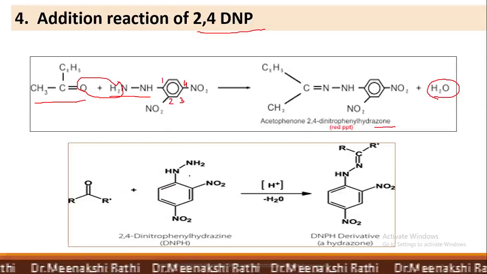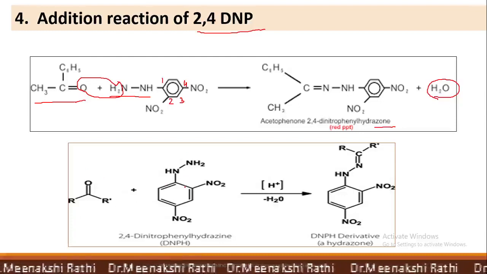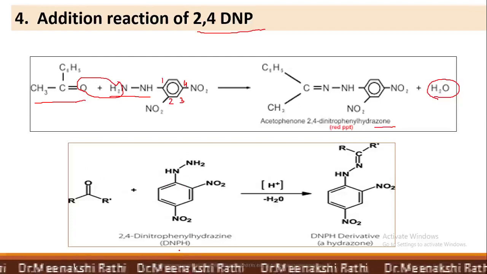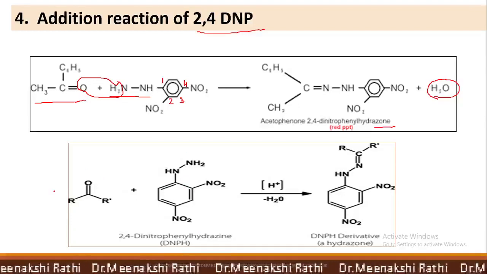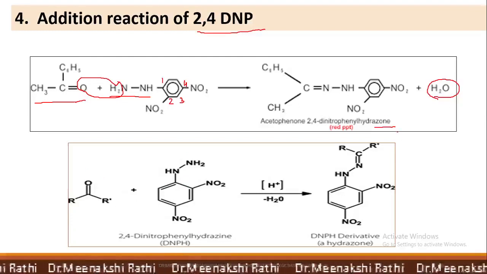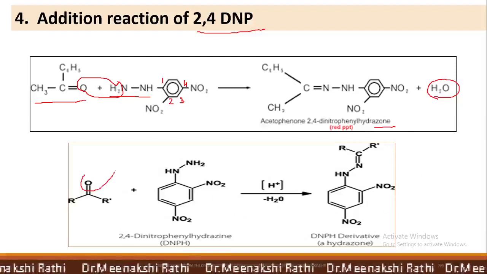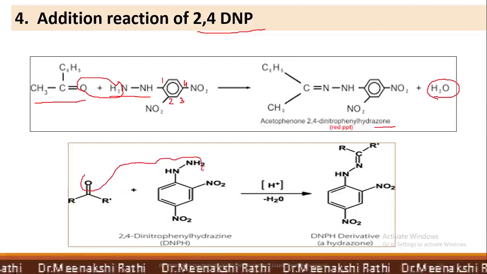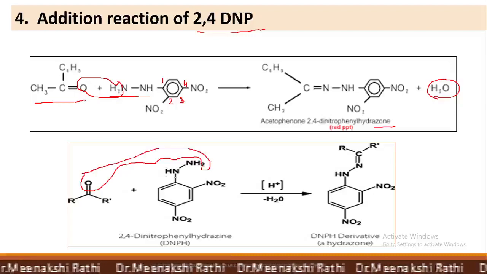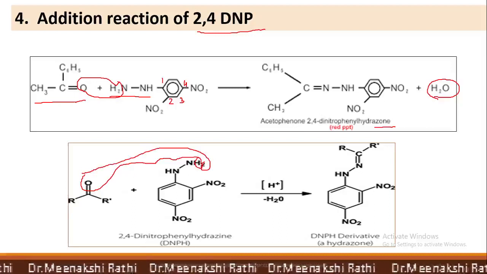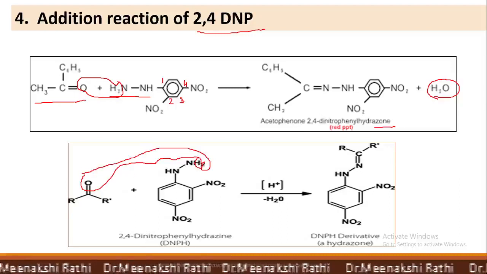Here ketone, when it reacts with 2,4-DNPH, dinitrophenylhydrazine, it's a condensation reaction and we get a hydrazone derivative. Here this oxygen and these two hydrogen atoms are removed in the form of water molecule and we get the 2,4-DNPH derivative.